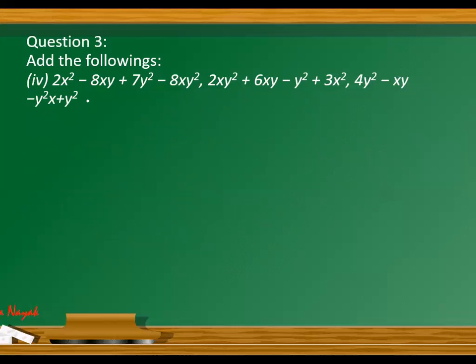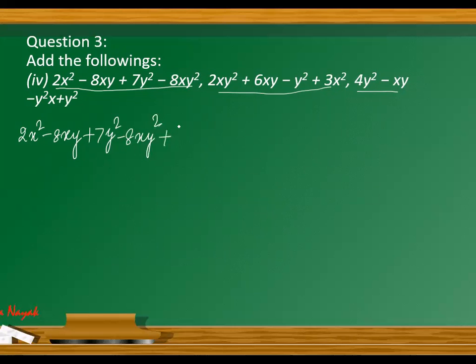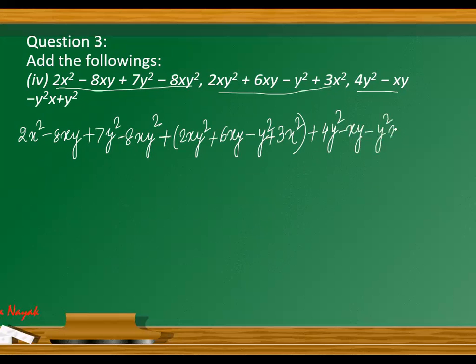Next is another addition. Here also there are 3 expressions, each having 4 terms. So we have to find similar terms and combine them. So 2x square minus 8xy plus 7y square minus 8xy square, plus 2xy square plus 6xy minus y square plus 3x square. Next is plus 4y square minus xy minus y square x plus y square.